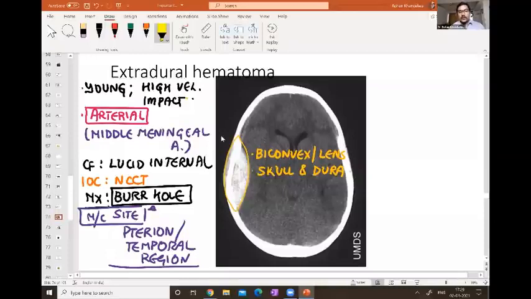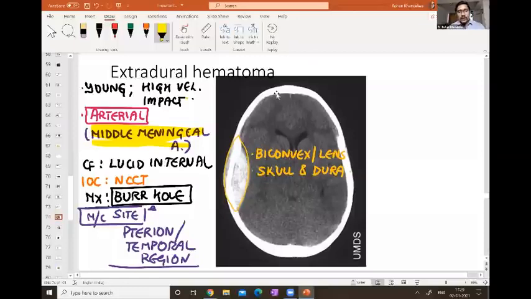Extradural hemorrhage is seen in young patients following a high velocity impact, usually arterial in nature due to the middle meningeal artery. This has also been asked, middle meningeal artery. You can get a lucid interval here, that is a period of normal consciousness between 2 episodes of unconsciousness. You will get a biconvex hemorrhage, which is a lens-shaped hemorrhage between the skull and the dura, and the management is to create a burr hole.